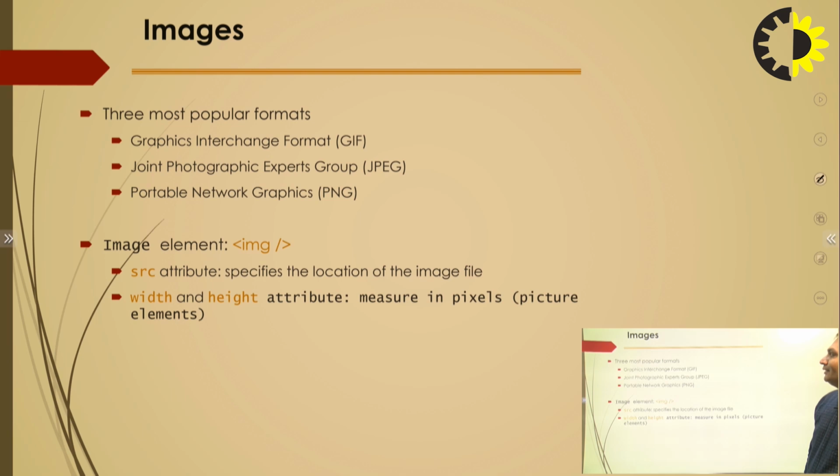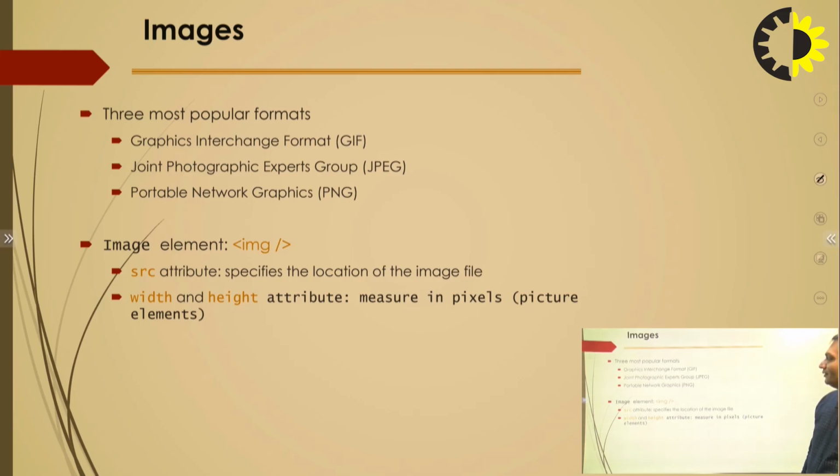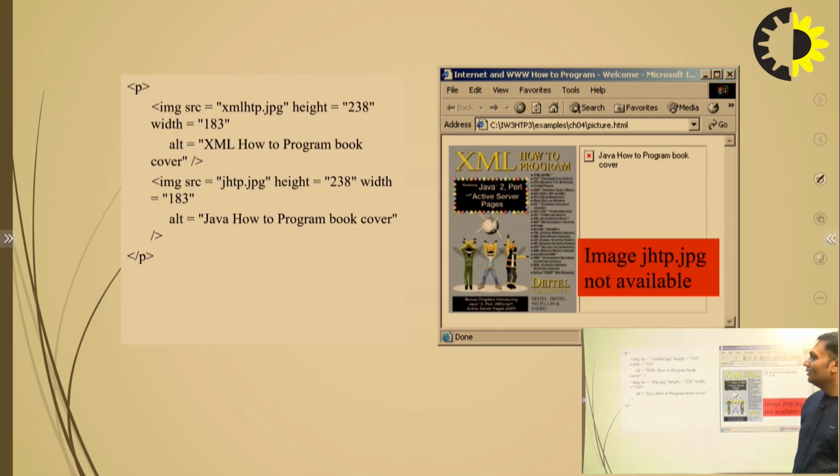Images basically have 3 types of format: GIF, graphical interchange format; JPG, joint picture expert group format; and PNG, portable network graphics format. To include an image in HTML, we need 3 attributes: source, width, and height. Source depends on the location. Width and height are the attributes related to the picture width and picture height in pixels.